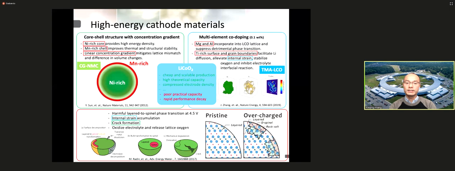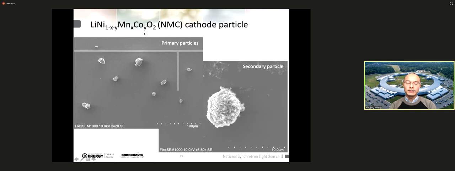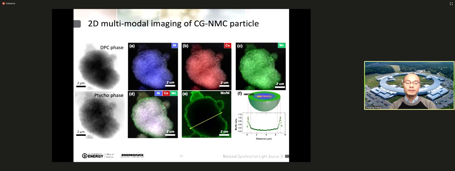So the first system, core shell structure, is like a bunch of primary particles, and they aggregate together to form a secondary particle. And on SEM, the secondary particle looks like a rice ball. And we started with 2D imaging on such secondary particles. And from the fluorescence channel, we can clearly see this core shell structure.